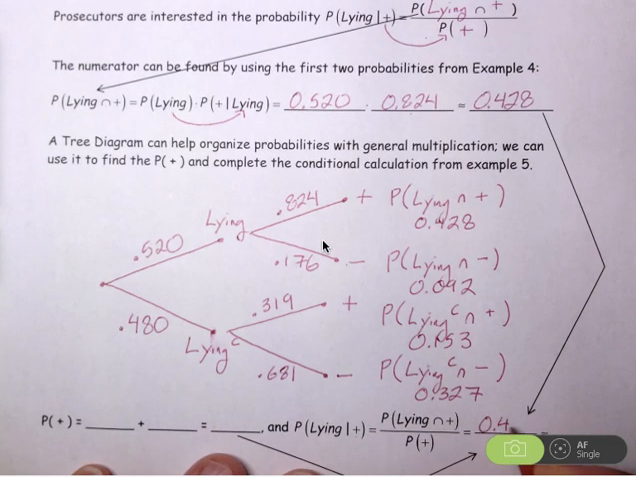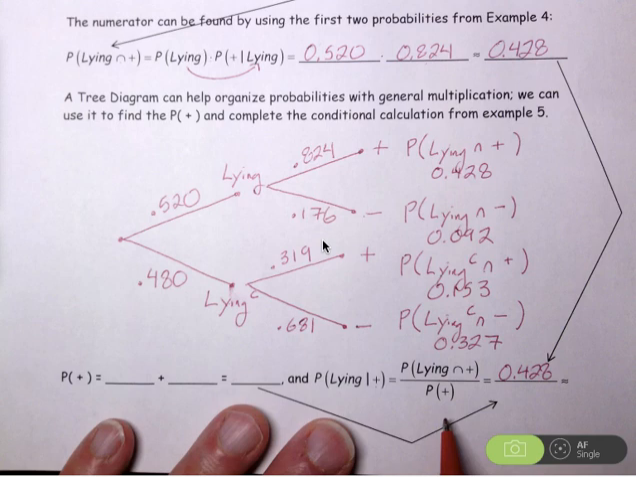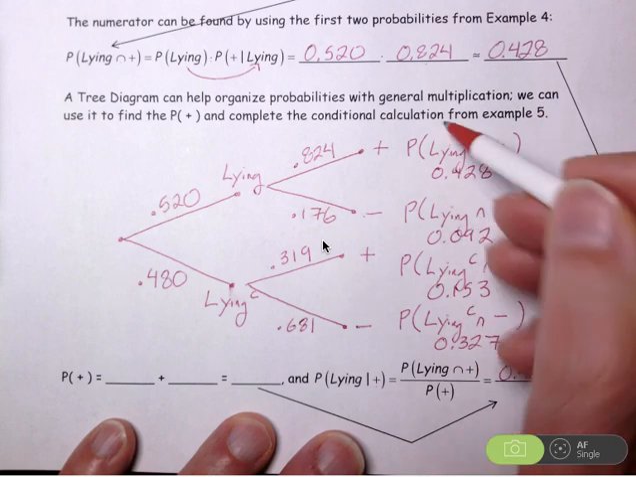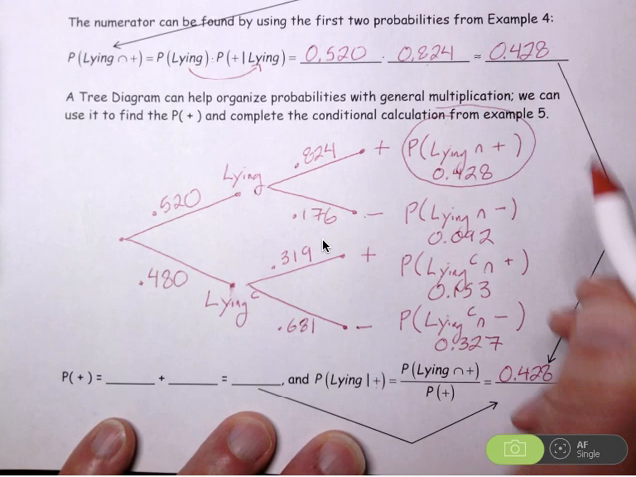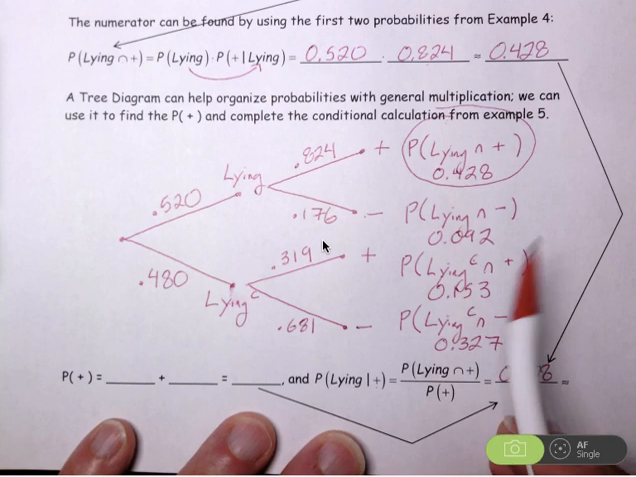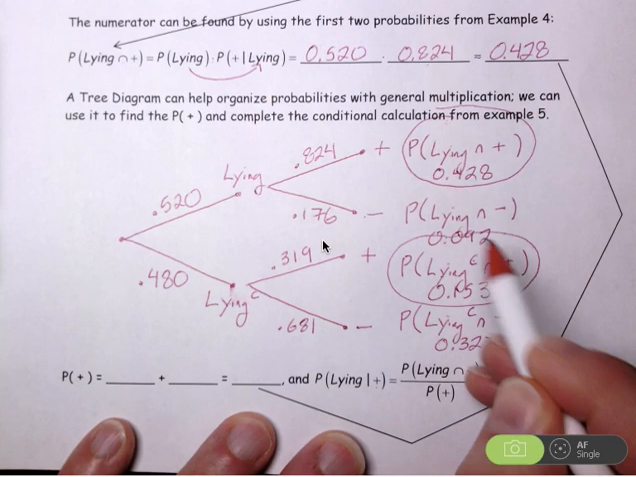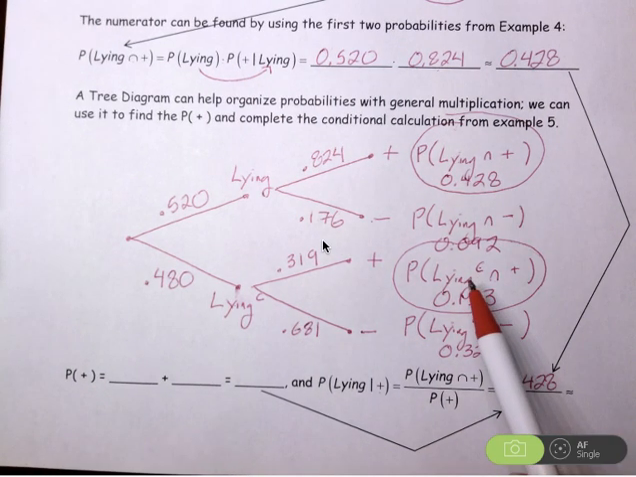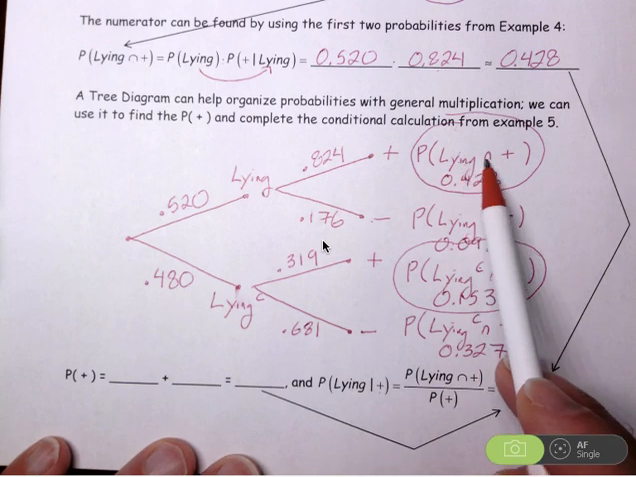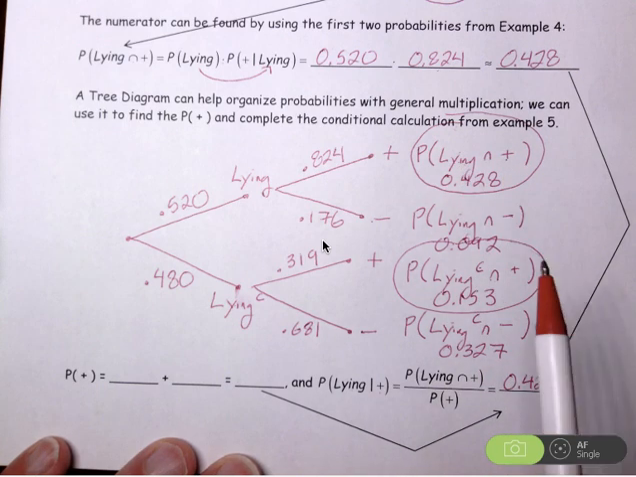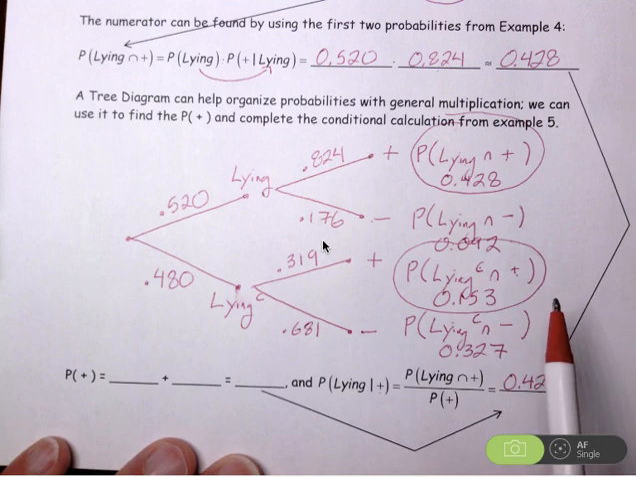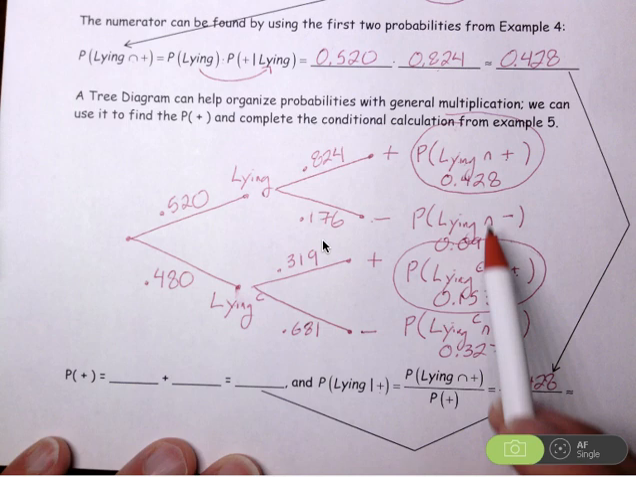The whole point, though, of doing the tree was in order to calculate the likelihood of a positive test result. A positive test result can happen two ways. We can be lying and see a positive test result. The alternative is that we could be not lying and see a positive test result. Those are the only two ways that we can get a positive test result, and I can add those two probabilities. Again, this is the probability of lying and a positive test result, or the probability of not lying and a positive test result. Or means add, and these are disjoint, or mutually exclusive events.